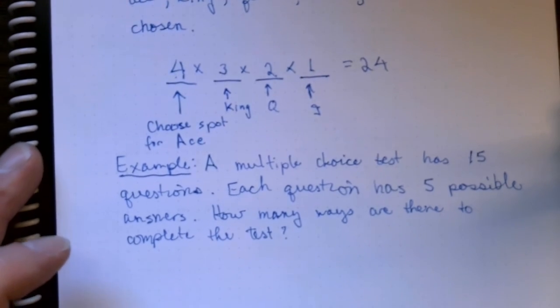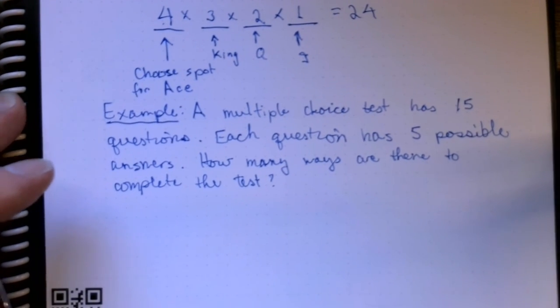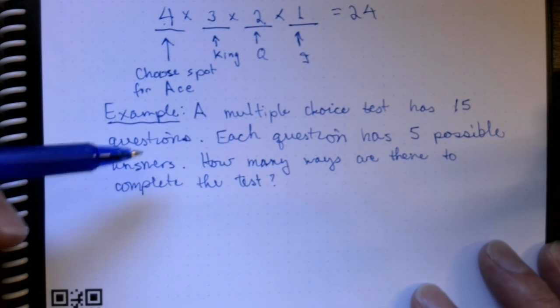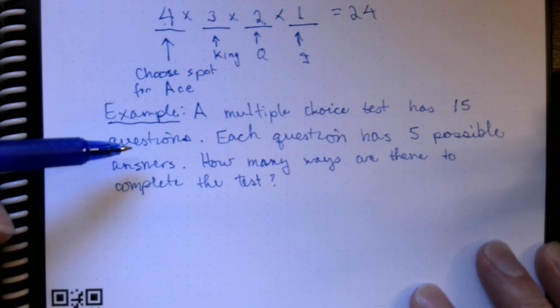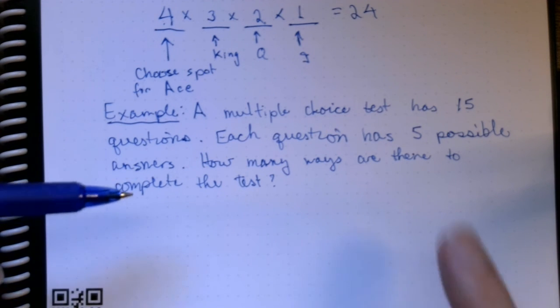Okay, one more example, and then we'll call it a day. Let's suppose a multiple choice test has 15 questions, and each question has 5 possible answers. So let's imagine you can answer A, B, C, D, or E on each of the questions. How many ways are there to complete the test?